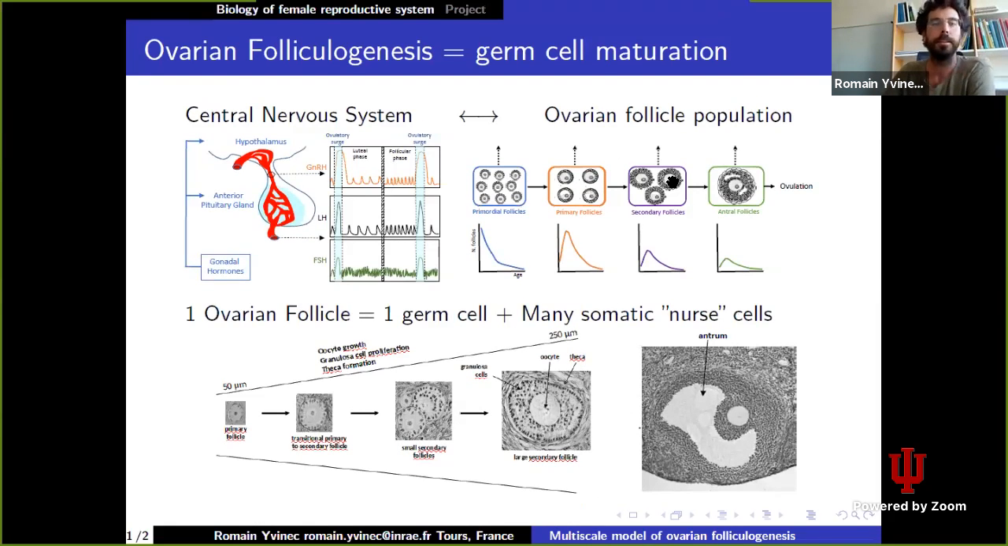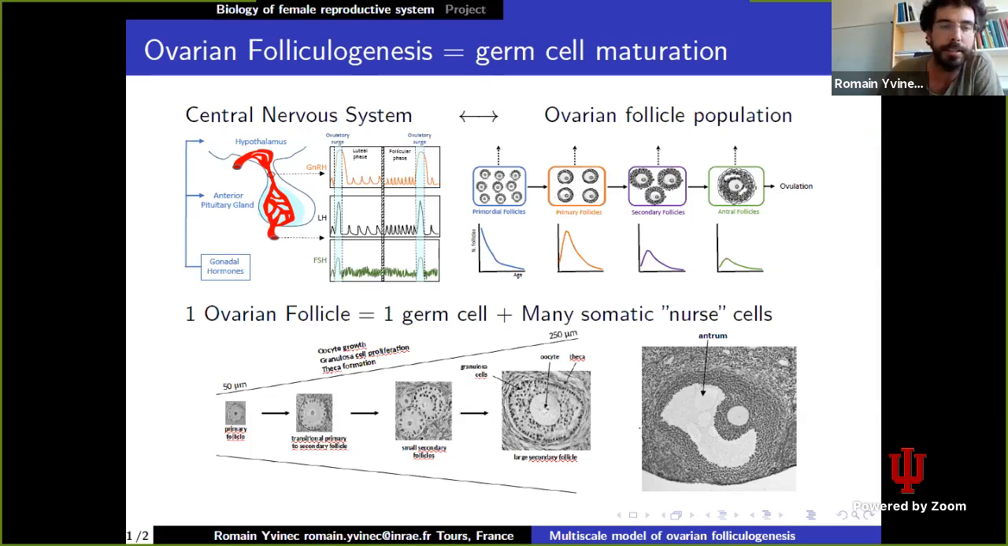Yeah, so my project is about ovarian folliculogenesis. So it's the process that makes the germ cell mature and grow, that leads eventually to ovulation. So it's a very complicated system, as many in biology. This one is intricately related to the central nervous system, which coordinates neurohormonal signals that diffuse through the whole body, so from the brain to the gonads.